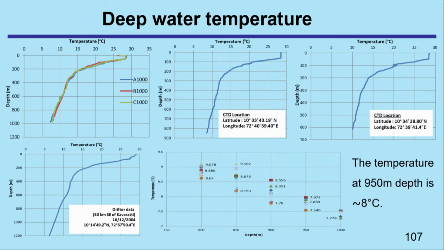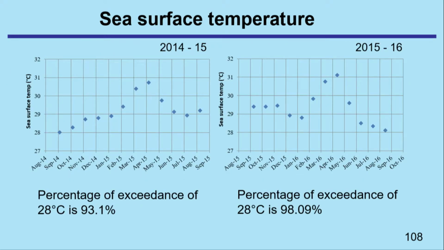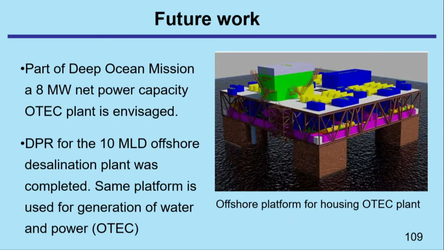Now here you can see the temperature of the deep water. You can see, when the locations A, B and C which I explained earlier, what is the temperature. The profiles are shown here, and you can also see that the temperature about 950 meters is nearly 8 degrees, and that is quite adequate for setting up this plant. And you can see the sea surface temperature also in 2014-15 and 2015-16. So the percentage of exceedance of 28 degrees is 93%, and it is 98% in 2015-16. So it is quite good to have this plant here.